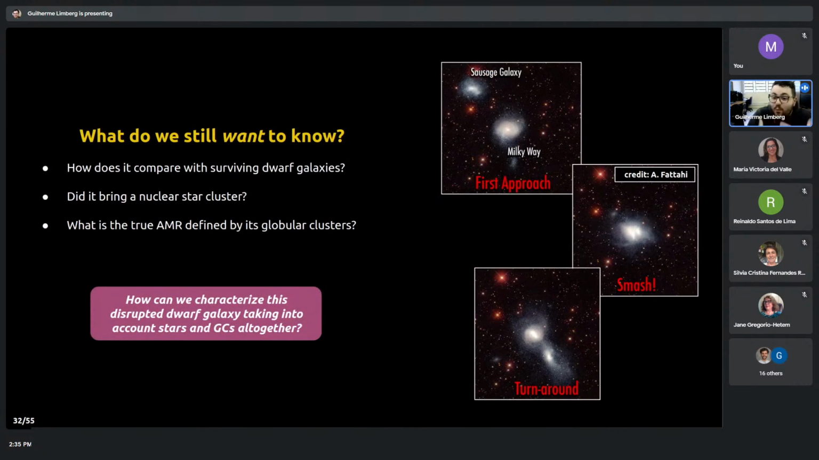So what do we still want to know about this dwarf galaxy? One of the things that we want to know is how the Gaia-Sausage and Enceladus galaxy compares with surviving dwarf galaxies.